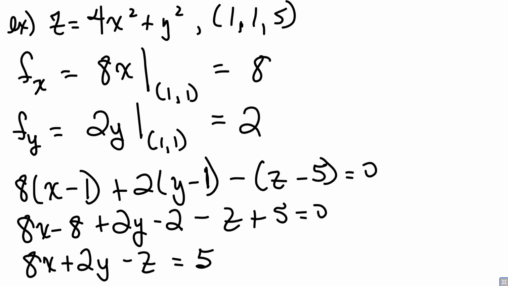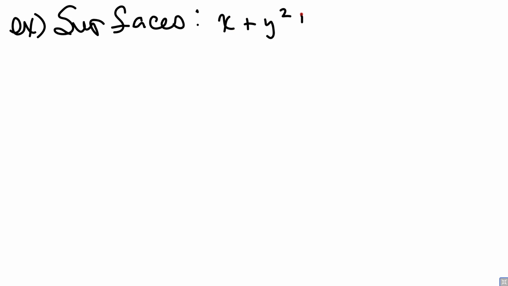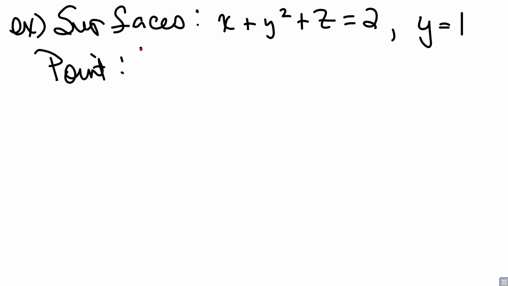Okay, so next, in the next example, we're given two surfaces. We're told that one surface is defined as x plus y squared plus z equals 2, and the other surface is y equals 1. And we're given a point of 1/2, 1, 1/2. So now what we want to do is define a parametric equation for the line tangent to the curve of intersection of the surfaces at the given point.